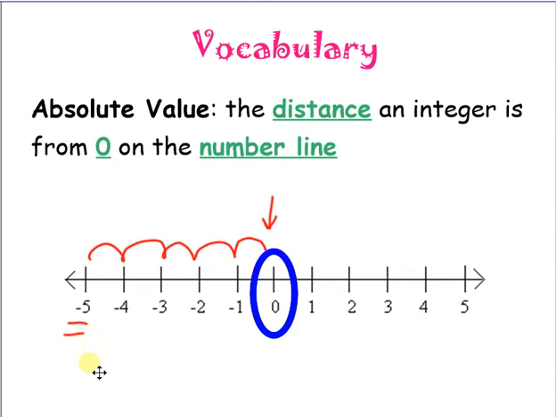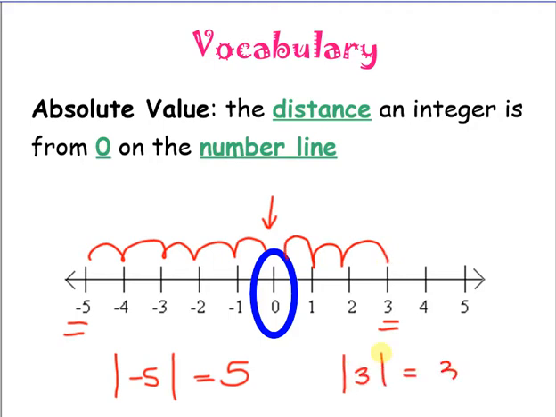Now, there's two ways to ask somebody about absolute value. You can say, what is the absolute value of -5? Or you can use the symbol for absolute value, which is two large bars, just like that. And so what this says right here is, what is the absolute value of -5? And the answer is 5. Okay? Now another quick example: what is the absolute value of 3? Again, how far is 3 away from 0? 1, 2, 3. So the absolute value of 3 is 3.